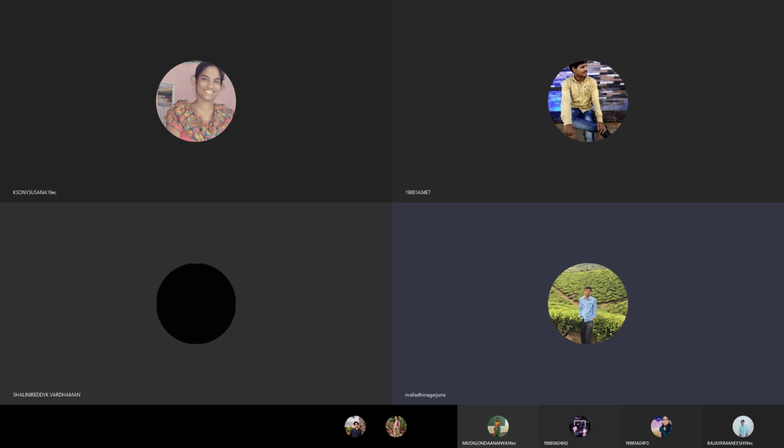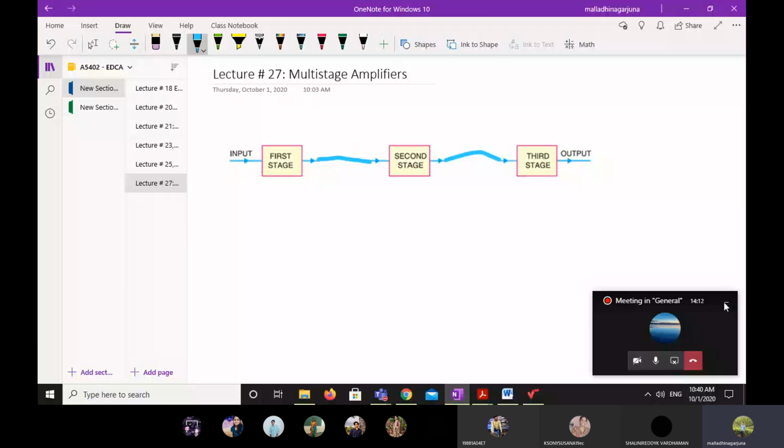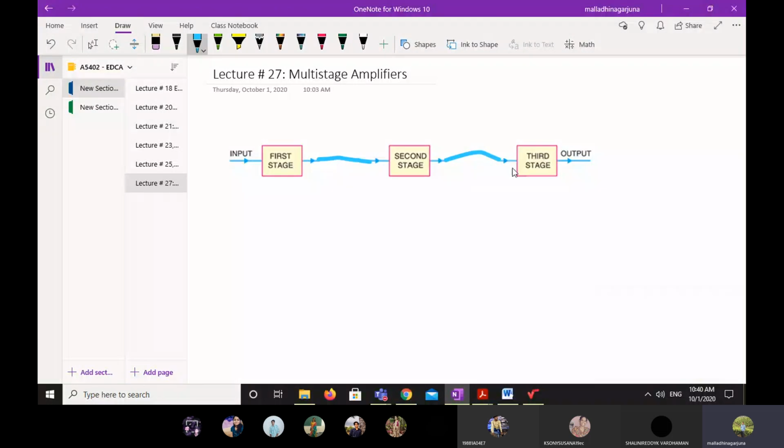So this is lecture 27 and 28, where we are discussing multi-stage amplifiers. We know that in the first stage, the single stage, we discussed CE alone, CB alone, and CC alone. We also looked at the h-parameter equations and the circuits.